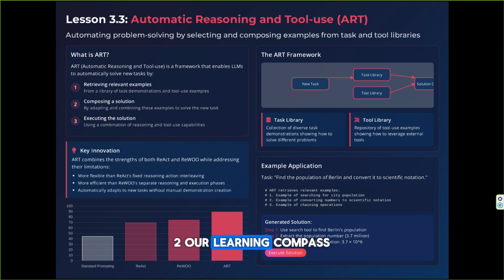2. Our learning compass, learning objective. By the end of this lesson, you will be able to explain how ART automates problem solving for new tasks by selecting and composing examples from a task and tool library. 3. What we'll explore. Overview of content. We will learn how ART leverages a library of existing solutions to automatically generate a multi-step plan, a decomposition for a new, unseen task. It then executes this plan, calling tools as needed, demonstrating a powerful form of few-shot learning for complex procedures.